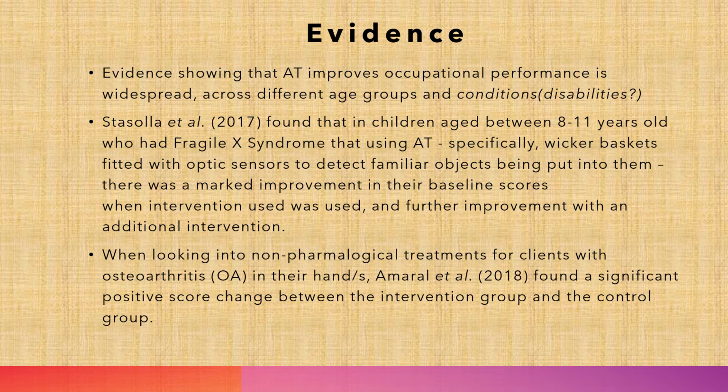Sasolza et al. found that in children aged between 8 to 11 years old who had Fragile X syndrome, using assistive technology, there was marked improvement in the baseline scores when the intervention was used and further improvement with an additional intervention. When looking into non-pharmacological treatments for clients with osteoarthritis in their hands, Amaral et al. conducted a randomized controlled trial and found that from the 19 patients in their intervention group, a significant positive score change was observed in occupational performance when compared to the control group.